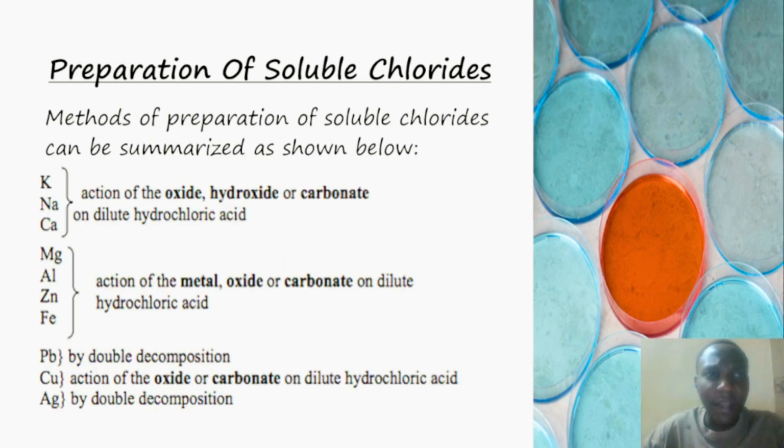Now, moving on, the methods of preparing the soluble chlorides can be summarized using a table, as shown below. As you can see, for the potassium, sodium, and calcium, the action of the oxide, hydroxide, or carbonate on dilute hydrochloric acid will result in the soluble chloride. For magnesium, aluminum, zinc, and iron, the action of the metal, oxide, or carbonate with dilute hydrochloric acid can also lead to the soluble chloride. For copper and silver, double decomposition by the action of the oxide or carbonate on dilute hydrochloric acid leads to the soluble chlorides. So that's the summary of preparing the soluble chlorides.